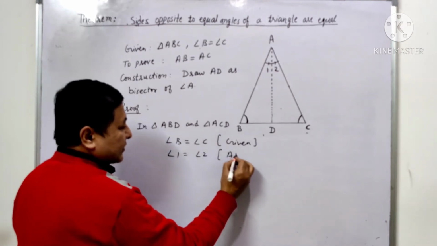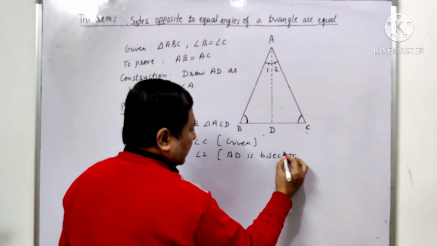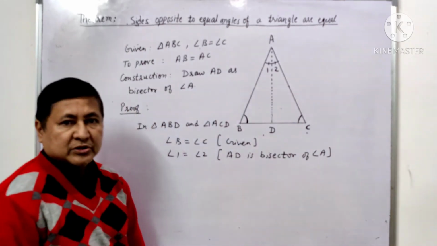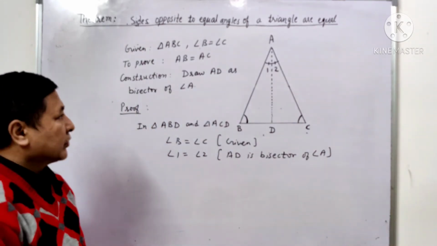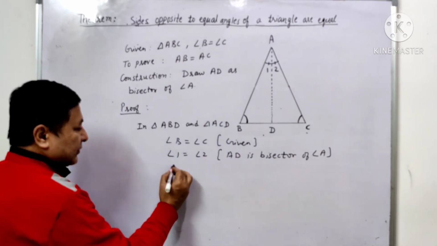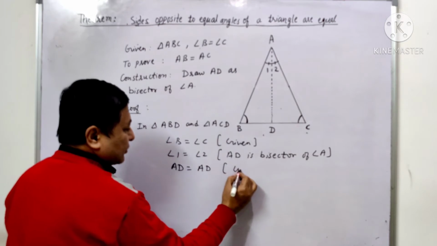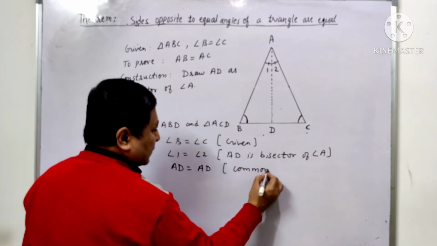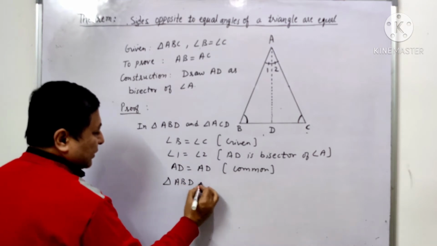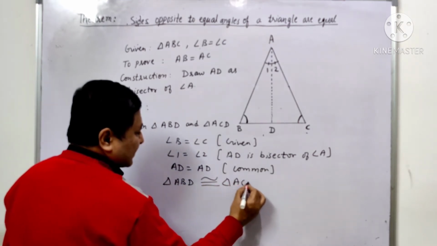So AD is the bisector of angle A. Now one more thing is required to prove it congruent. We can see this side AD is common to both triangles. So AD is equal to AD. It is common. So now these two triangles, ABD is congruent to triangle ACD.